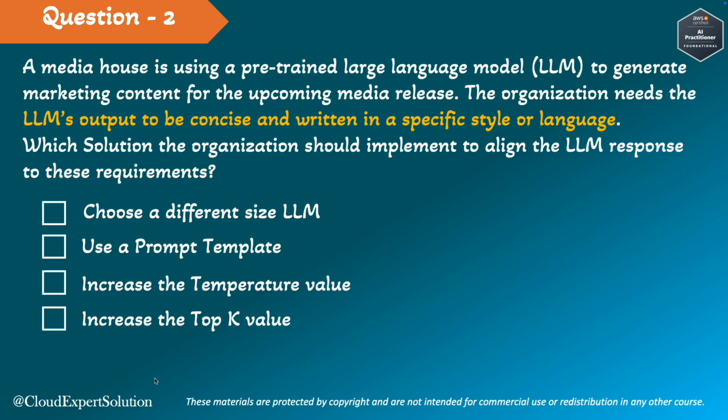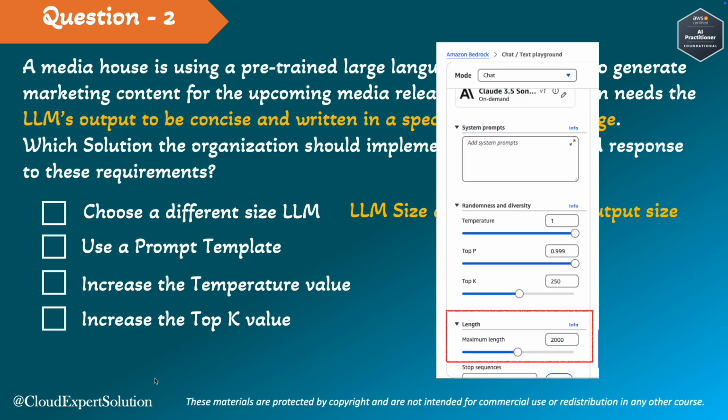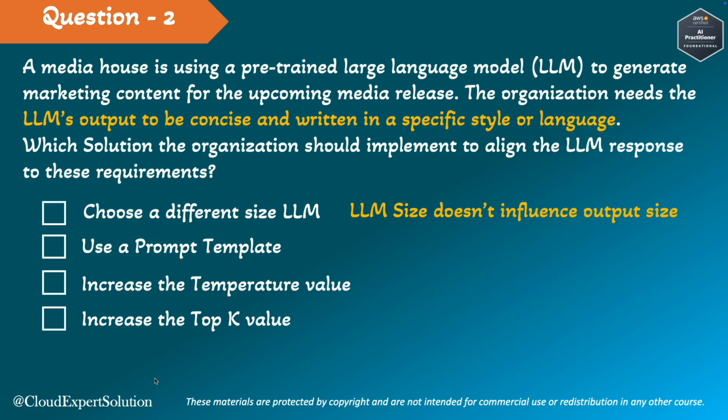To start with the first option, choose a different size LLM. Changing the size of the large language model, that means using a smaller or larger model, does not directly influence the style or conciseness of the output. You can control the output size from the parameters, by limiting the number of tokens in the output parameters, or you can use a prompt template, or an enhanced prompt. There you can use negative prompting or even the prompt template to create a concise output. Hence, option 1 is not correct for us.